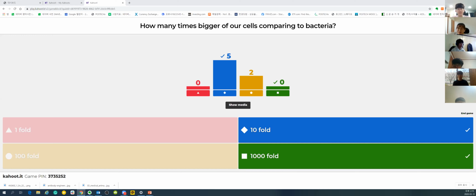Surface. Wow, surface area. Okay, if it's surface area, then maybe it can be 100 times. But usually when we compare those sizes, it can be either length or maybe volume, I think. Surface area is not common to use, I think.